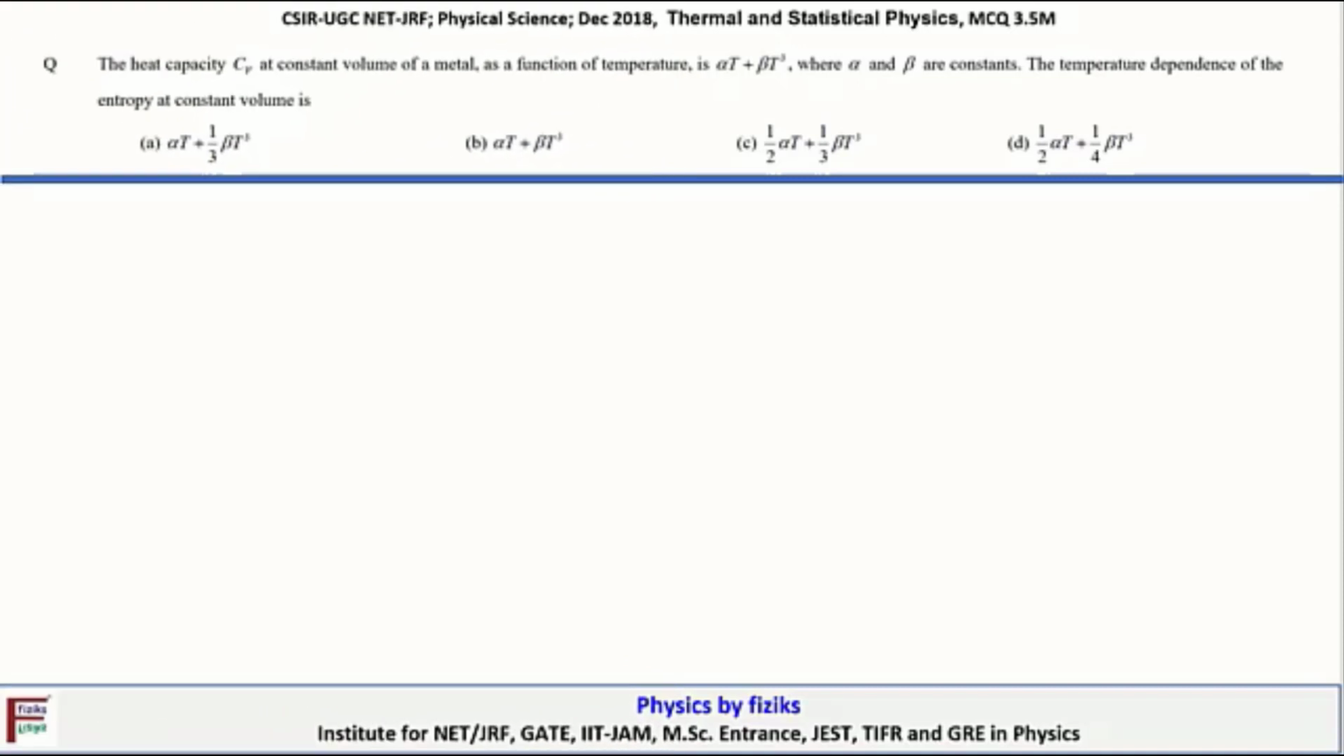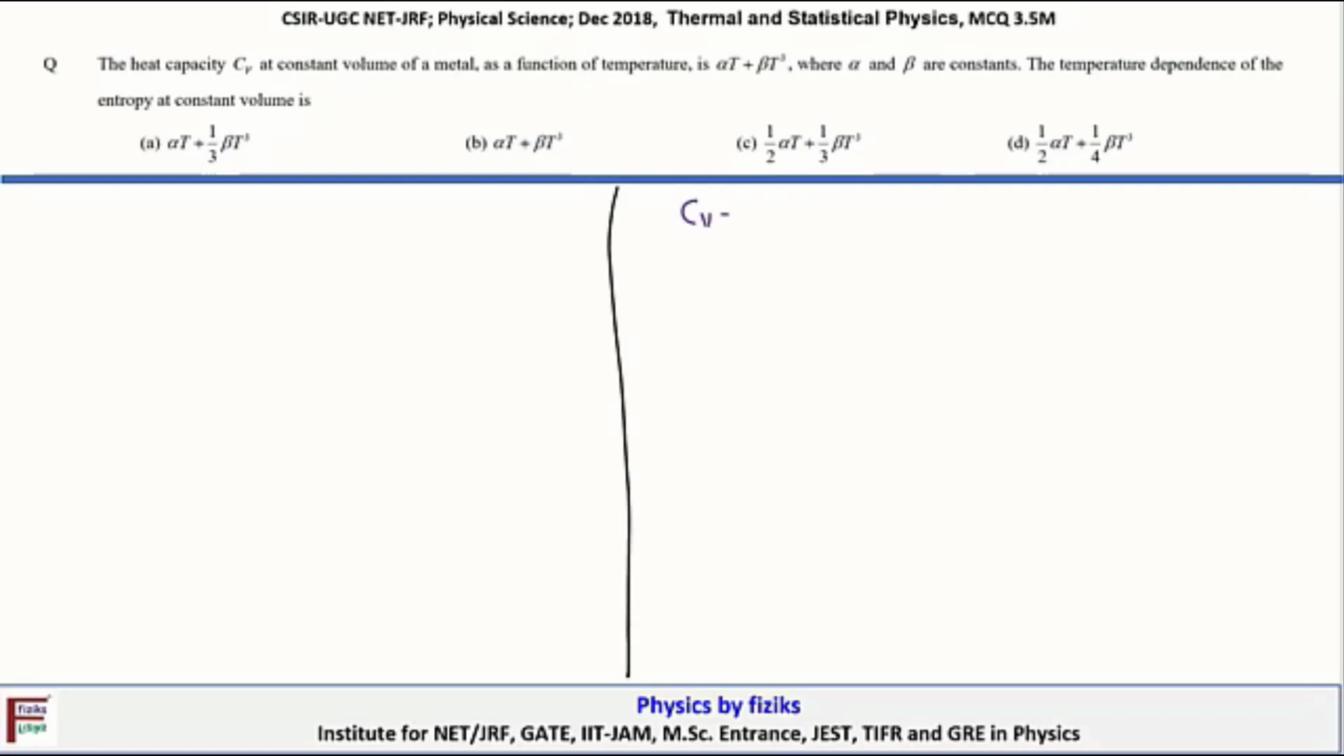So in this video we are going to discuss the questions which appeared in the CSIR JRF physical science examination in December 2018. So let's continue with the first question. The statement is: the heat capacity Cv at constant volume of a metal as a function of temperature is given by the expression. So let's write the things which are given to us.